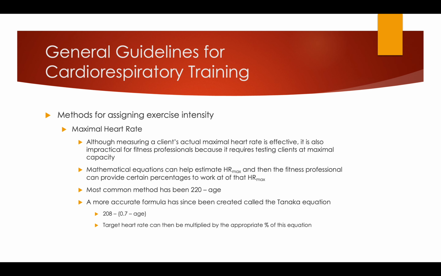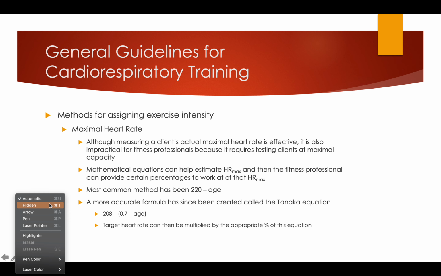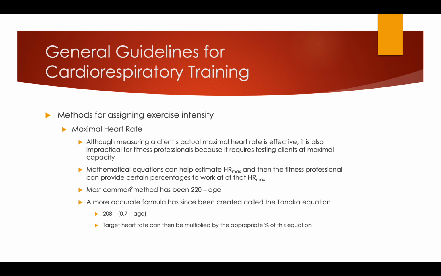So with max heart rate, one of the things that it used to be was this right here. We used to have this 220 minus your age. Now 220 minus your age was always the standard, but there really isn't any scientific backing for it, okay? So we went to a newer version called the Tanaka equation. And if you look, it's 208 minus 0.7 times your age.